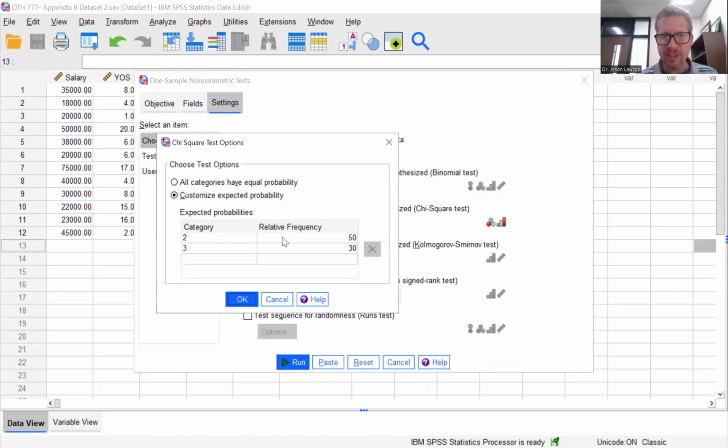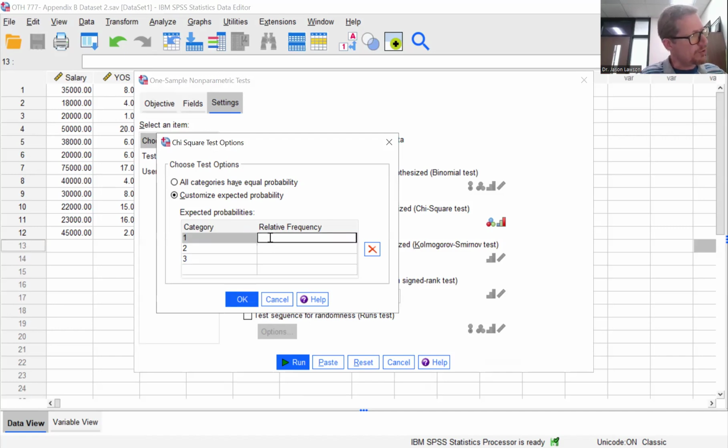When I first did this, these were blank. So what I did is I double clicked on category. I entered 1 and pushed the down arrow. I entered 2 and pushed the down arrow. And I entered 3 and pushed the down arrow. Then I went over to relative frequencies and double clicked under there.